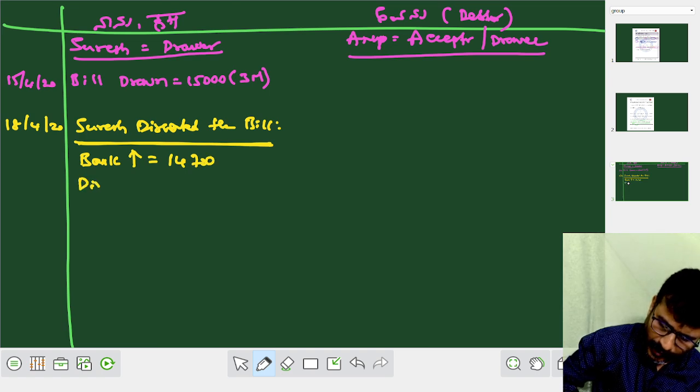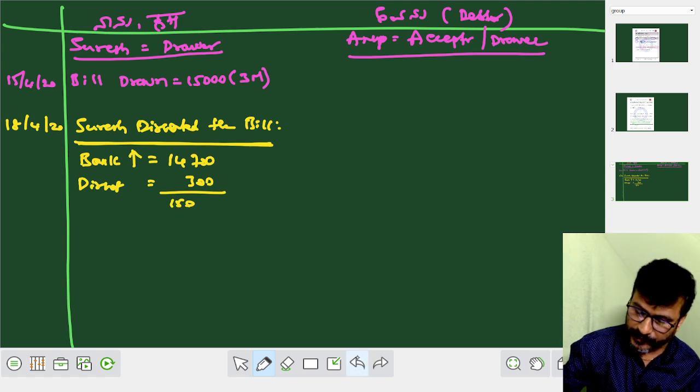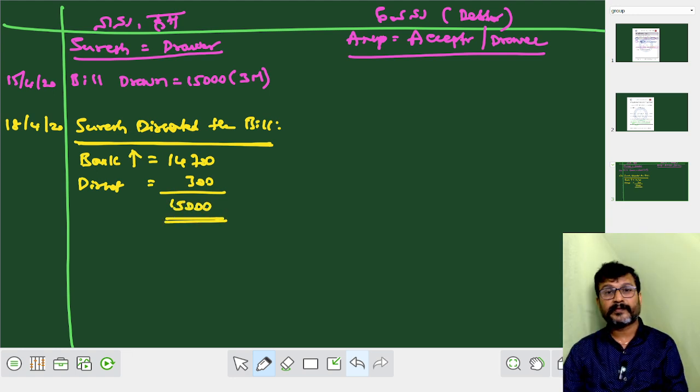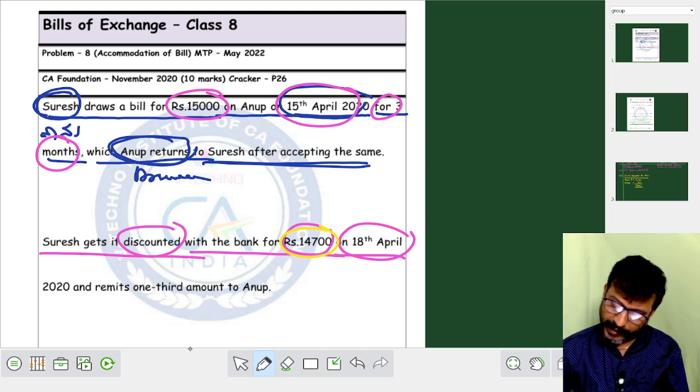Now how much is the discount? Discount is 300. The total comes to rupees 15,000. What is the total, my dear students? The total is 15,000. Fine. See what happened later. And this is a very important sentence. And remits 1/3 to Anup.